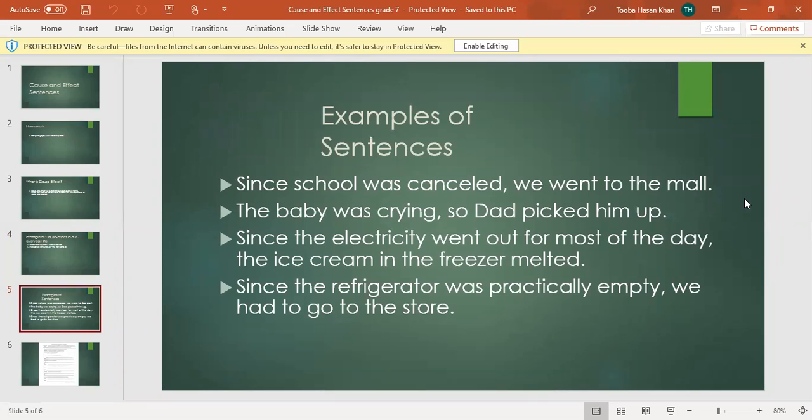Because school was cancelled, since school was cancelled, there was a holiday, we went to the mall. What is the cause in this? The school is cancelled. So what did they do? They went to the mall.